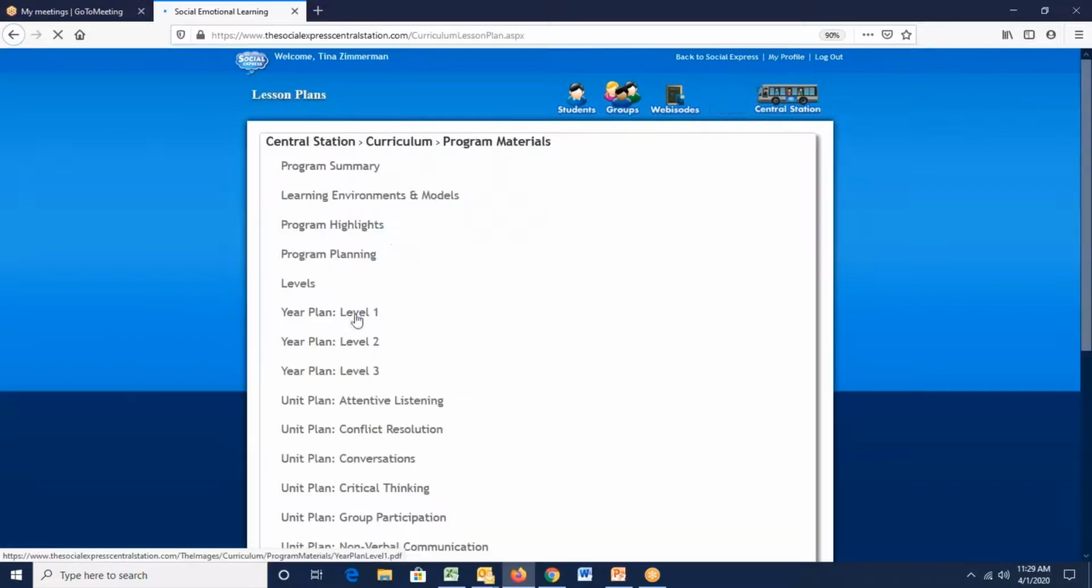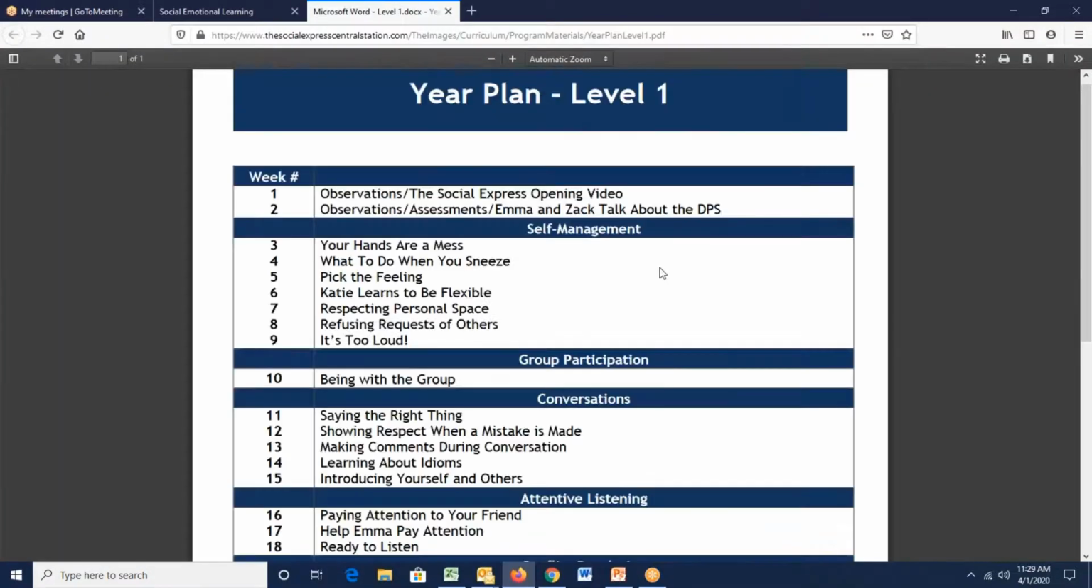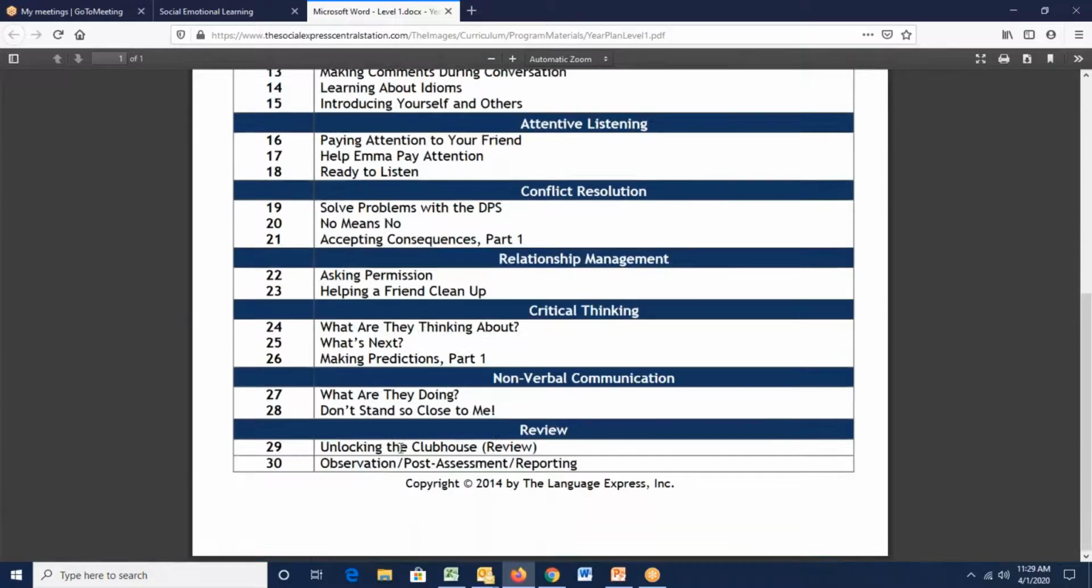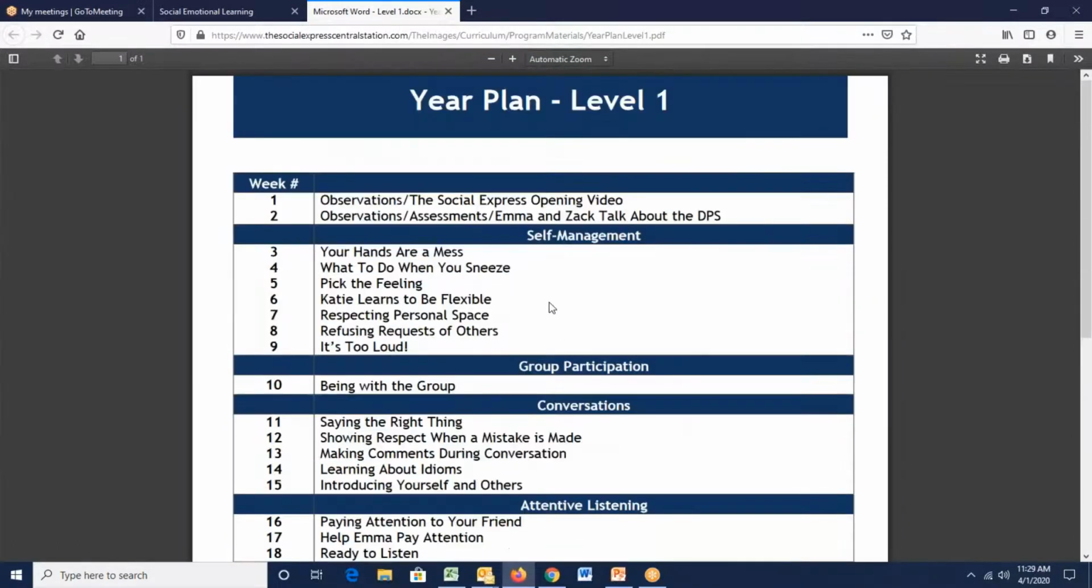Then in program materials, we covered some of the stuff at the top about the different learning environments. And we talked about using level 1 for a whole year. If you wanted to teach just level 1 for a year, here would be the plan: watch those opening introductory videos and do your initial assessment. Weeks 3 through 9, you'd work on these webisodes, all the way down to the end where you did your post-assessment in week 30.